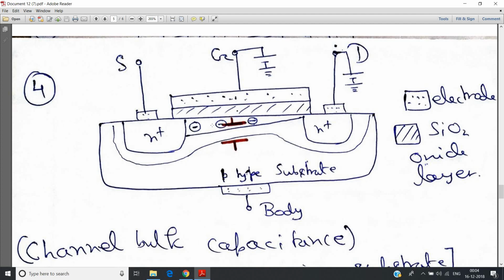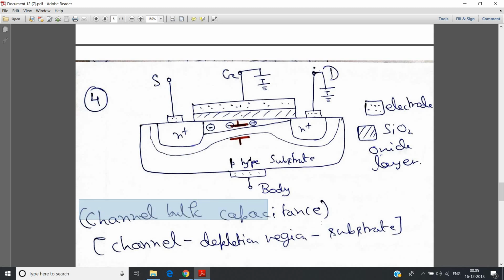What is this capacitance? One conducting plate of the capacitance will be formed by the channel. Another conducting plate will be formed by the p-type substrate or body, and the depletion region formed in between these two will act like the dielectric medium of the capacitor. The name of this capacitance is channel bulk capacitance.